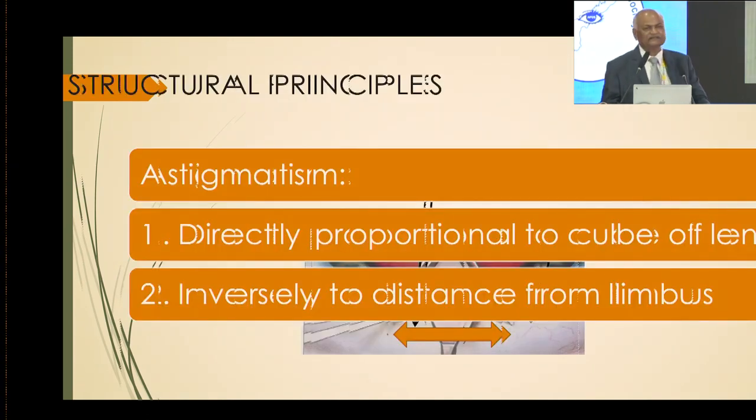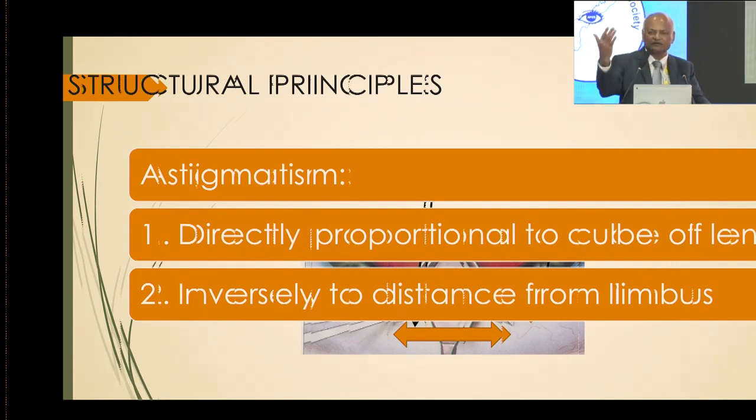Now the principles. Why have I shown this? Because to know the principles: the principle here is astigmatism. Astigmatism is directly proportional to the cube of the length. It means if your length is more, for example 1 millimeter more, you will get 3 diopters of astigmatism. It is the cube of the length, and inversely proportional to the distance from the limbus.